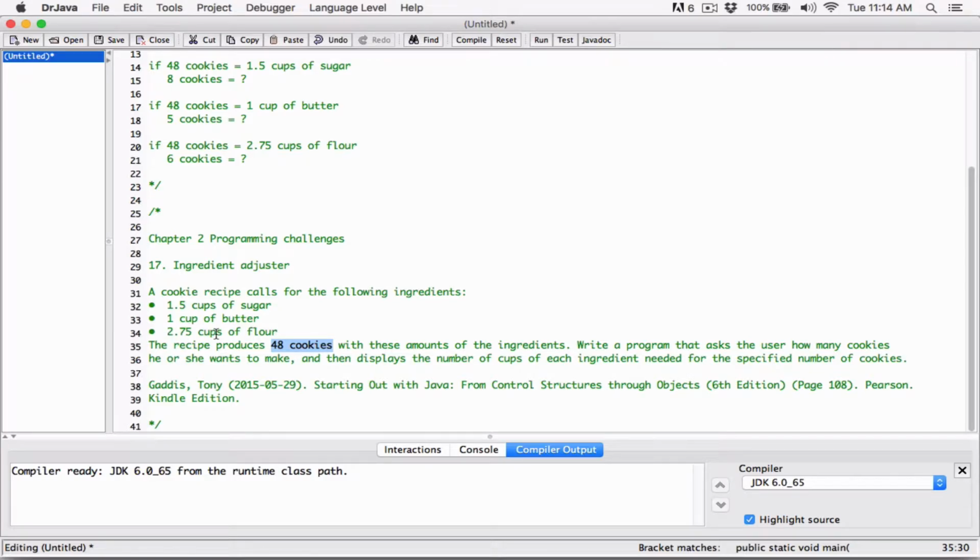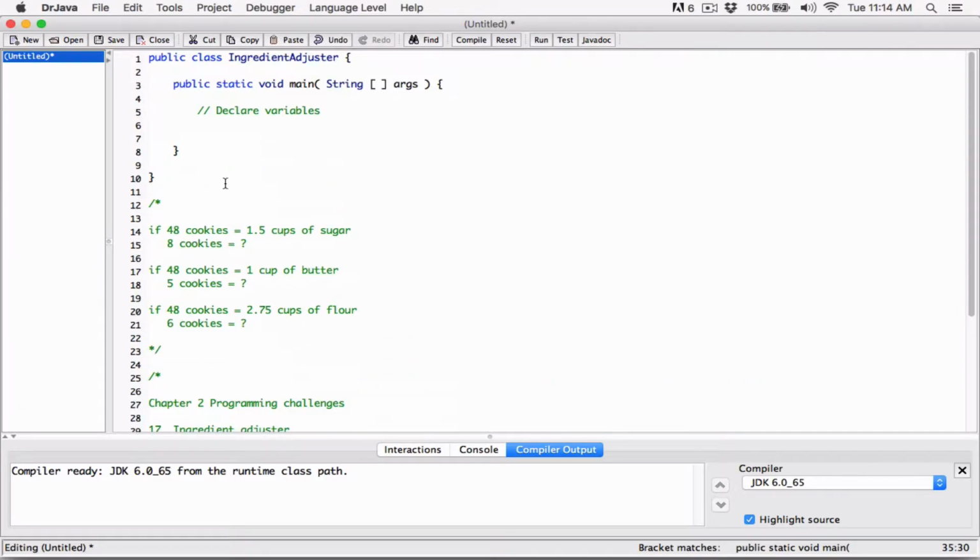And this is going to be cups of flour per 48 cookies. So I'm going to declare variables for those. And for these, I'm going to declare long names. I know some people may not like it, but long names help make it clear. And in my programs, I do that all the time, just to make sure it's clear. If you're not comfortable with it, you can go ahead and declare short names if you want.